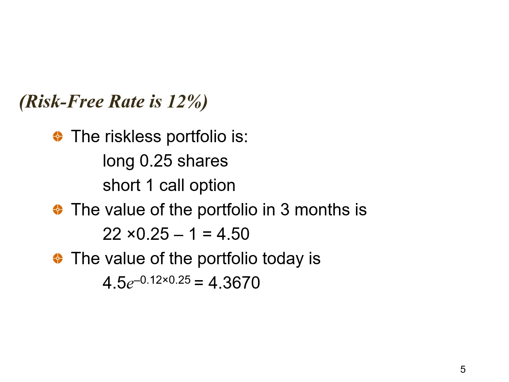That is 4.5. Now if you discount this 4.5 back to today, which is 4.5 times exponential raised to the power of 0.12, 0.12 being the risk-free rate, times 0.25, because 0.25 is the time period, delta t, which is basically 3 months divided by 12 months to convert it into years, which gives you a present value of 4.3670.